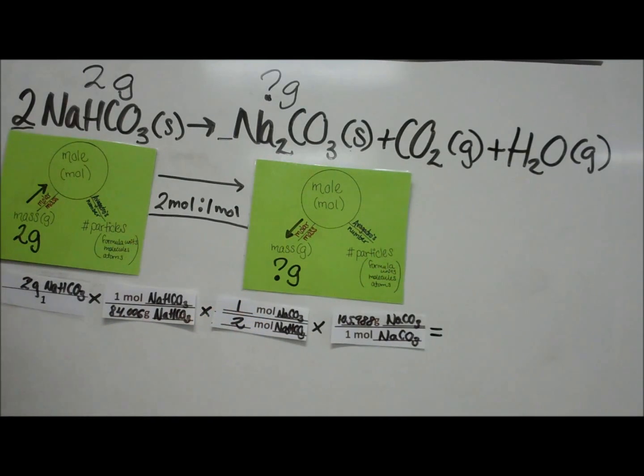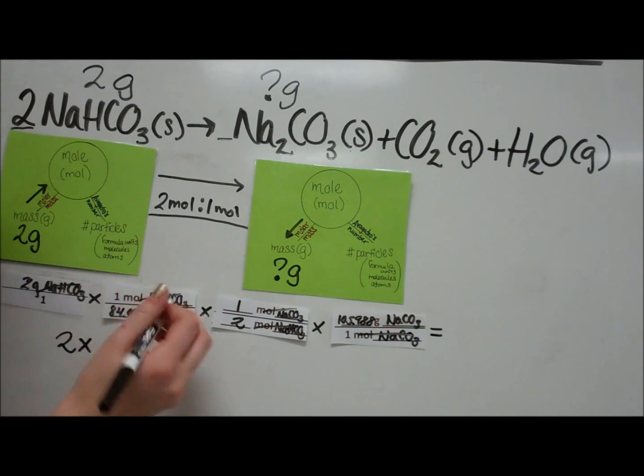We need to go ahead and cancel all our units that have 1 on top and 1 on bottom. So we'll cancel grams of sodium hydrogen carbonate, moles of sodium hydrogen carbonate, and moles of sodium carbonate. And then we're just left with our grams, which is great. That means we set it up right. So now we have to do the math. The math is the easiest part. All you're going to do is multiply all the tops and divide by all the bottoms.